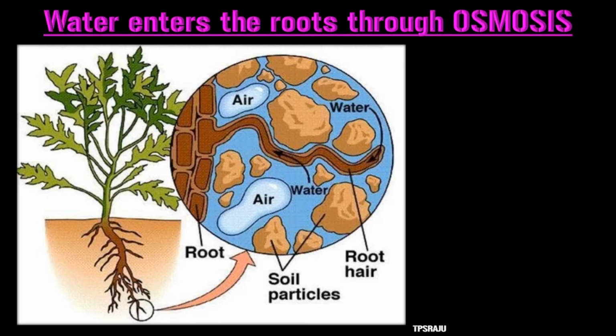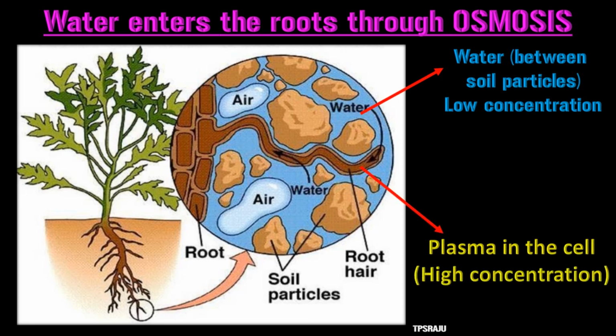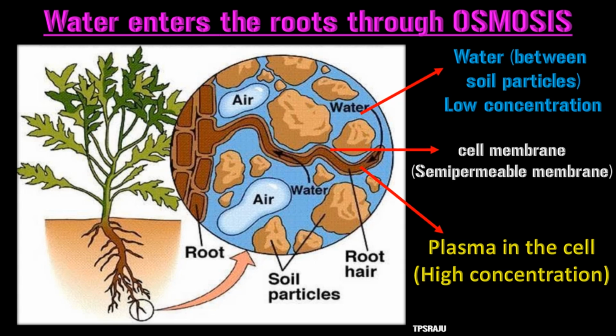This is the same phenomenon by which water enters the roots. Inside the roots, the cytoplasm that is present in the root hair that has extended into the soil has higher concentration compared to the water that is present in the soil. So the water starts moving from the soil into the root hair, which has higher concentration. And there is a semi-permeable membrane that separates the root hair and soil water. So water moves from outside to inside.